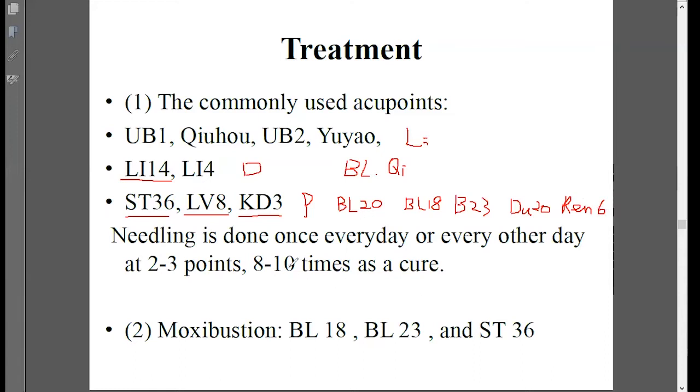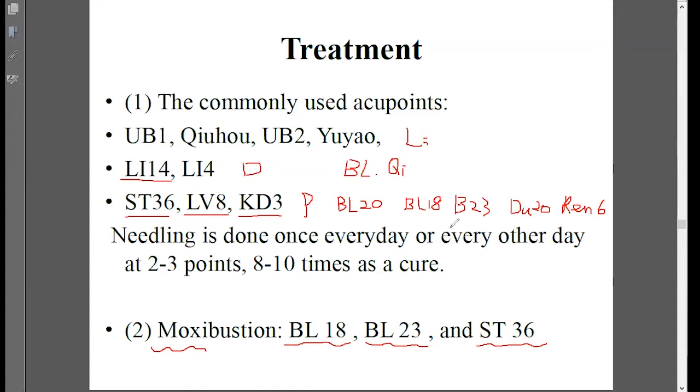So we have lots of points, and moxa for deficiency kinds of problems. Moxa gives the patient more qi. We can go to the back-shu of the liver and the back-shu of the kidney and use moxa there. We can also go to stomach 36 and moxa there. Certainly this patient needs more qi and needs long-term treatment.